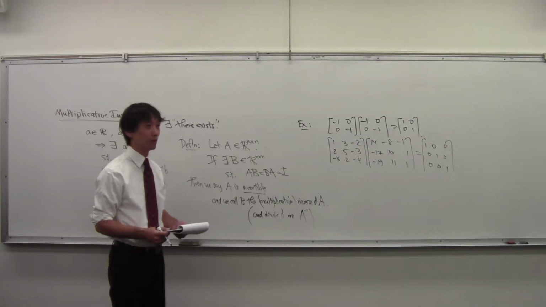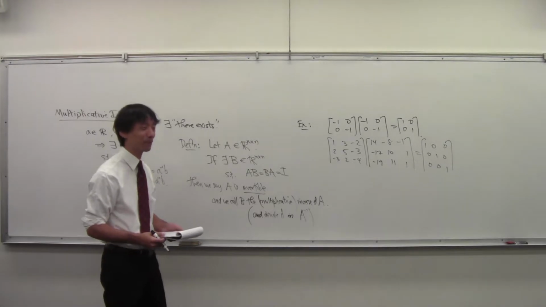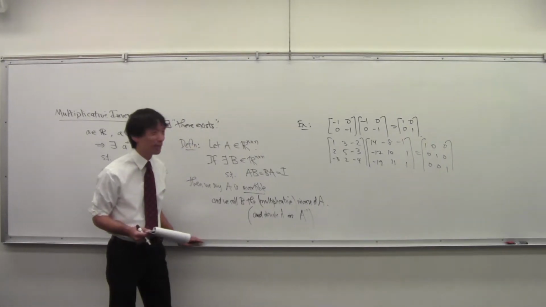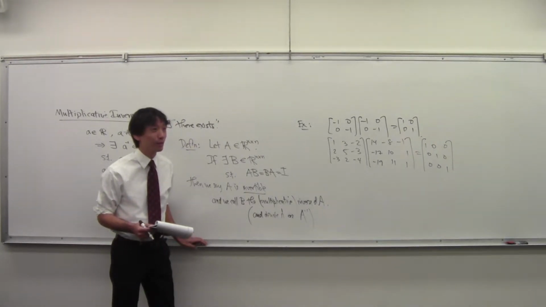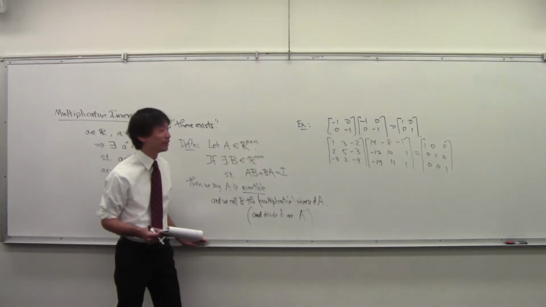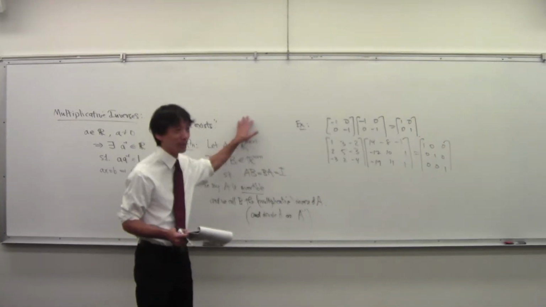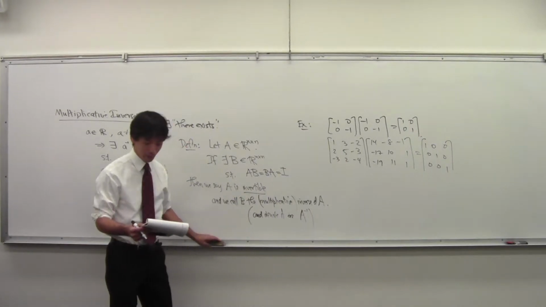Wait, I thought the identity... Oh, never mind. I got confused for a second. That's okay. What were you thinking? I thought the identity matrix was the 0 matrix for a second. I got very confused. Yeah, no. The identity matrix is the analog of 1. Yeah.